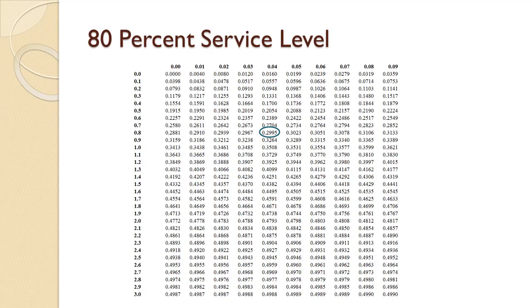.800 minus 0.500 equals 0.3000. The closest number is 0.2995, yielding a Z-score of 0.84. 0.9000 minus 0.5000 equals 0.4000. The closest number is 0.3997, yielding a Z-score of 1.28. Finally, 0.9900 minus 0.5000 equals 0.4900. The closest number is 0.4901, yielding a Z-score of 2.33.